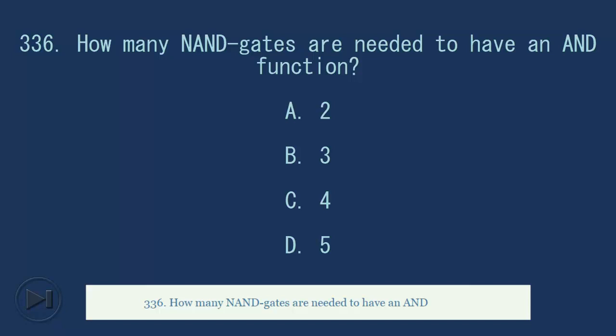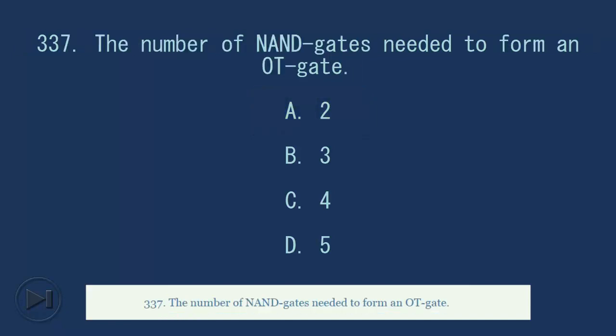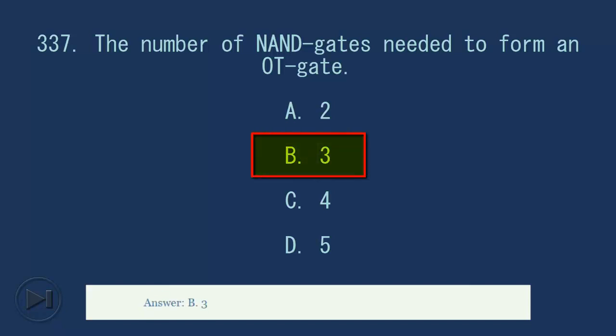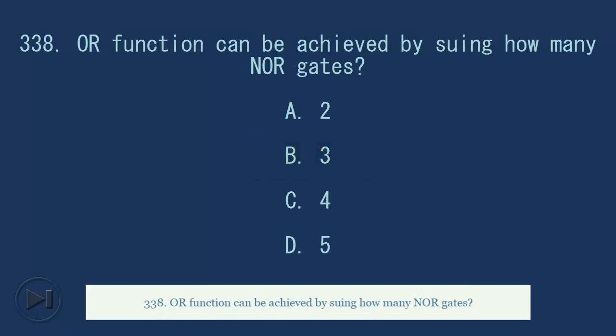336. How many NAND gates are needed to have an AND function? A. 2. B. 3. C. 4. D. 5. Answer, A. 2. 337. The number of NAND gates needed to form an OR gate. A. 2. B. 3. C. 4. D. 5. Answer, B. 3. 338. OR function can be achieved by using how many NOR gates? A. 2. B. 3. C. 4. D. 5. Answer, A. 2.